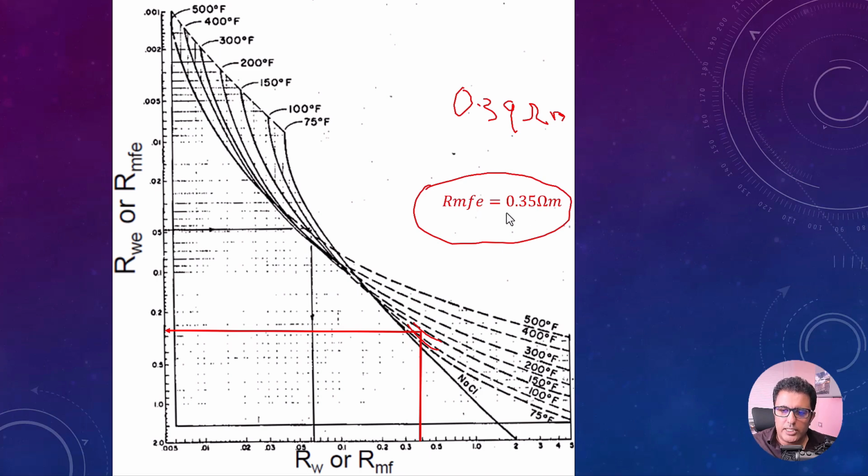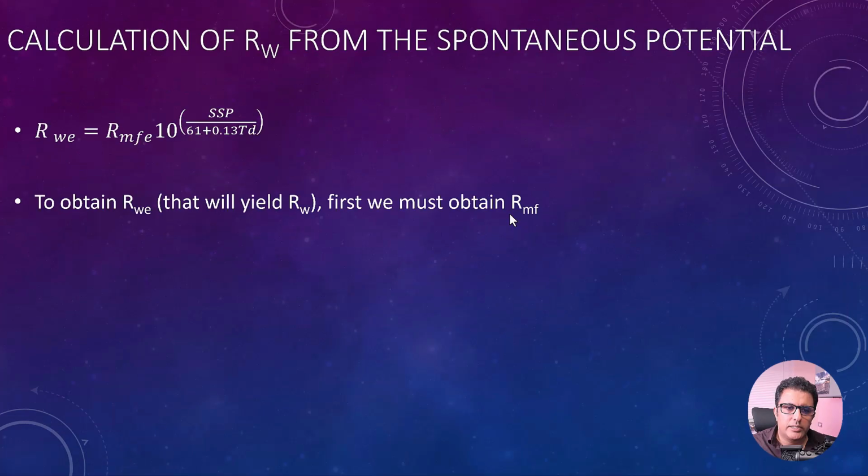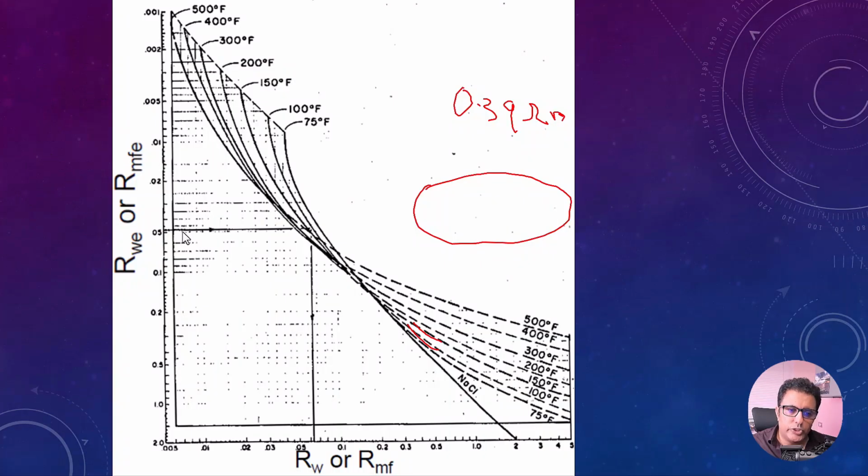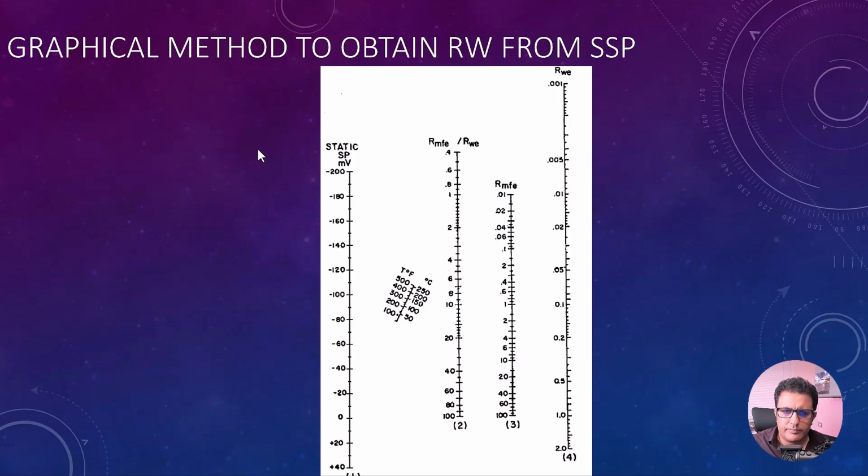So once we find RMFE, we can plug it in this equation. And here right now we have SSP, we have TD, and we have RMFE, and we can estimate RWE. And once we find RWE, again, we can refer to this chart to find RW. So the process is very simple. Now, instead of using that equation, you may use this graphical method. And this graphical method is very simple.